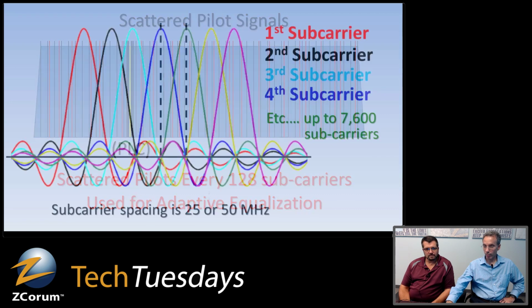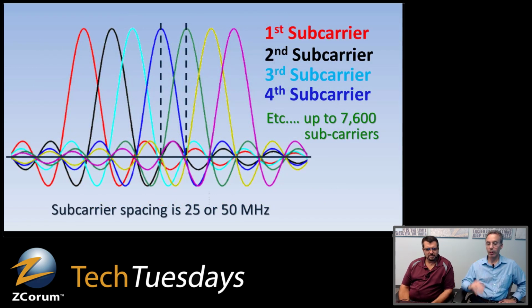Okay, so this is how all this works. When you're looking at this big OFDM channel, within that you've got all of these subcarriers, and again, you can have up to 7,600 of these subcarriers going through here, and they actually overlap, which is kind of odd as you think about it, because you'd think these would be interfering with each other, but they don't because of this orthogonal property to them.